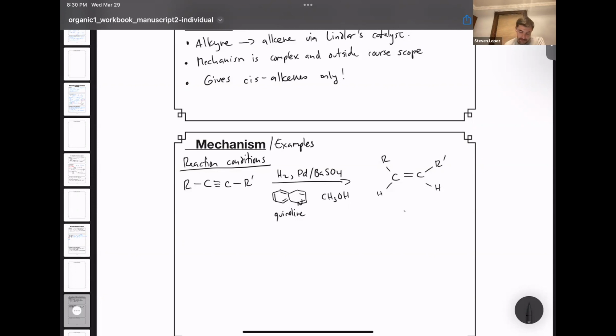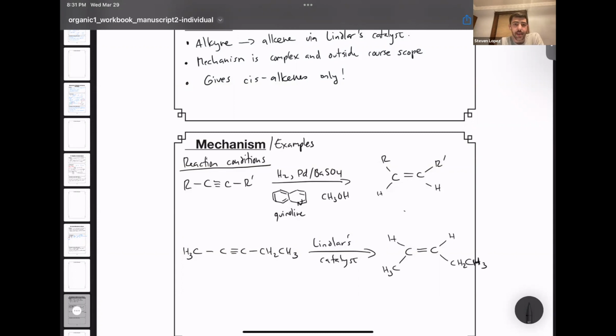Let's do another example. This example of pent-2-yne: if we take this molecule, pent-2-yne, and react it with Lindlar's catalyst, which you should remember is all of those different reagents before it, this gives the cis alkene. And that's the only product that's observed.